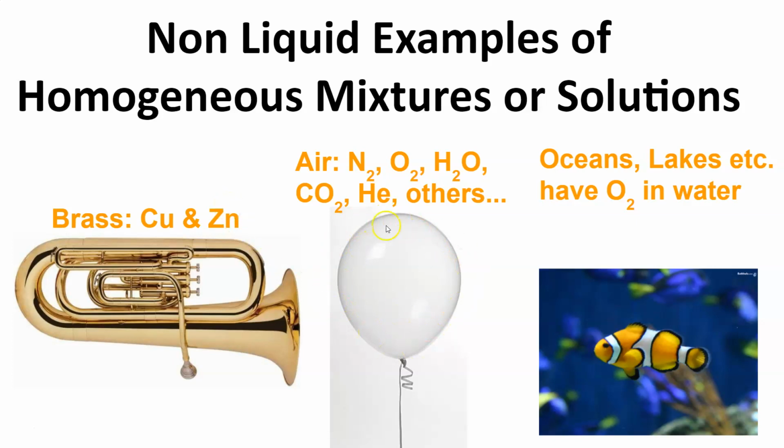Air, like we mentioned before, is also a homogeneous mixture, because if you're looking at air, you can't see the different types of gases. It all looks like one thing. And the same thing with oceans and lakes, they have oxygen dissolved in the water. Even though there's not a ton of oxygen dissolved in water, there is still some in there, and you can't see the oxygen part or the water part separately. So that's what makes it a homogeneous mixture.